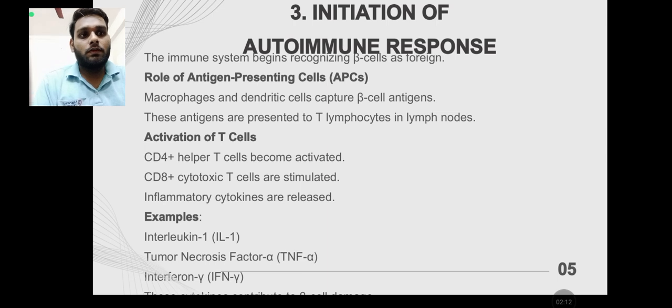The next is the initiation of the autoimmune response. The immune system begins recognizing the beta cells as foreign agents. The role of antigen presenting cells, APCs: macrophages and dendritic cells capture the beta cell antigen. These antigens are presented to the T lymphocytes in the lymph nodes. CD4 plus helper T cells become activated, and CD8 plus cytotoxic T cells are stimulated. Inflammatory cytokines are released, examples being interleukin 1, tumor necrosis factor alpha, and interferon gamma.